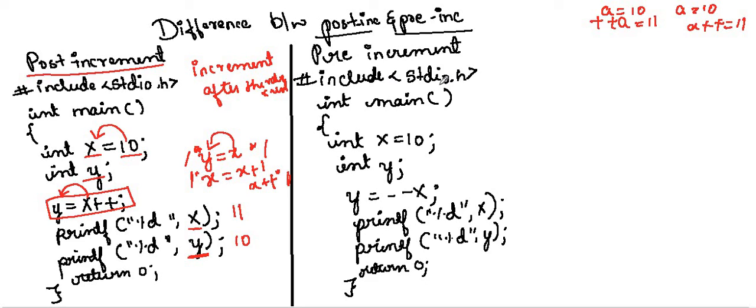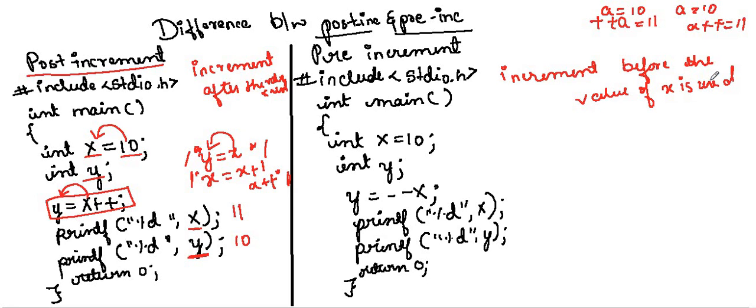What happens in the pre-increment? Pre-increment means increment before the value of x is used. It means that first the x value is updated. Sorry, here I wrote minus, but it is plus plus. So what happens here is that you increment before the value of x is used.